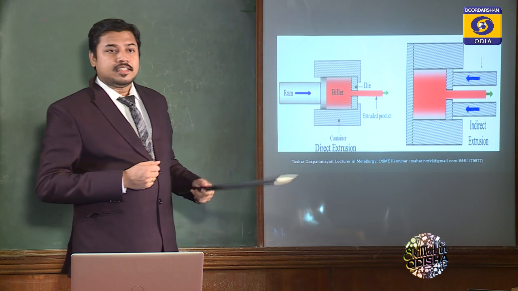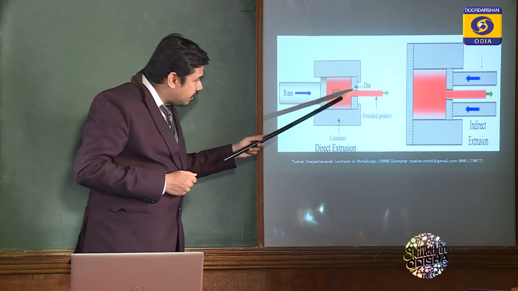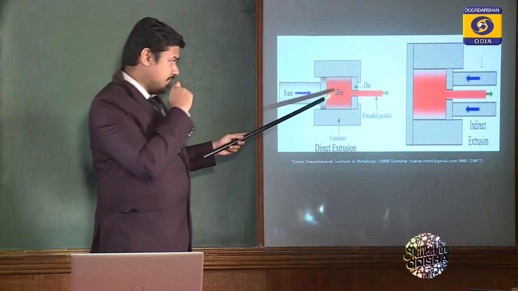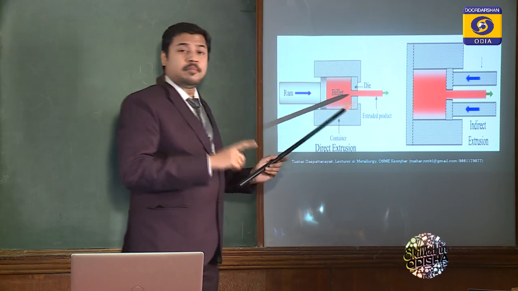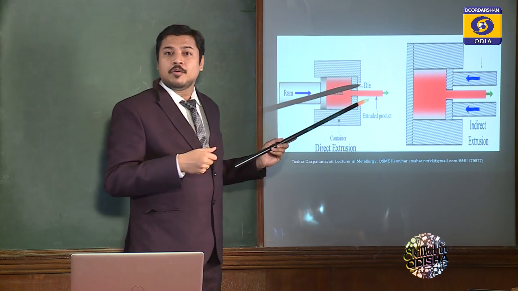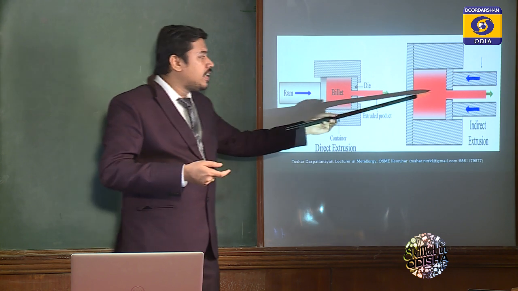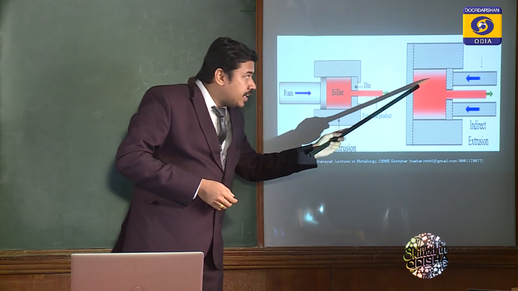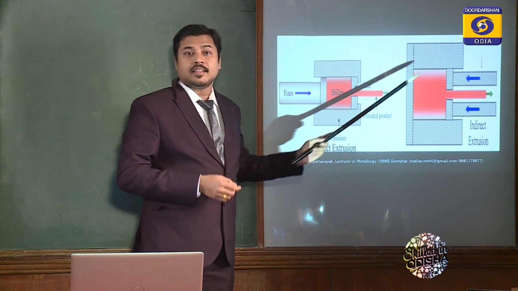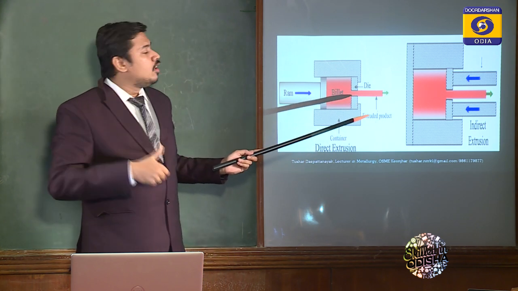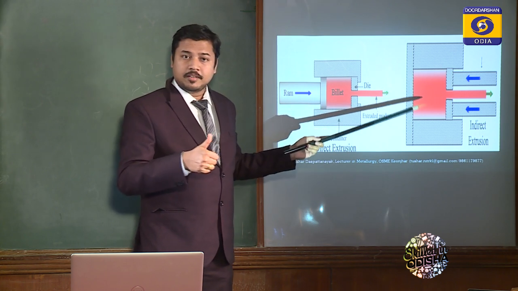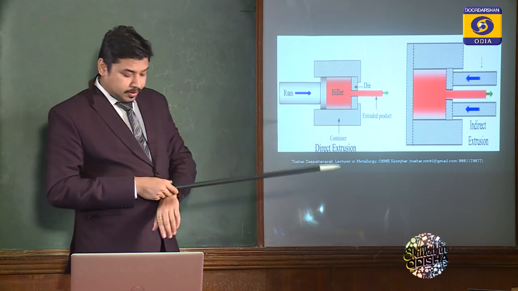In case of direct extrusion, the friction between billet and container, billet and die is higher. So there will be severity of deformation. Severity of deformation will be more here. Chance of crack or chance of material failure will be more in case of direct extrusion. However, in case of indirect extrusion, there won't be any relative motion between billet and container. This is a container, this is a billet. Hence, severity of deformation will be less. Chance of material failure will be less. Okay, do you understand the major difference between direct extrusion and indirect extrusion?